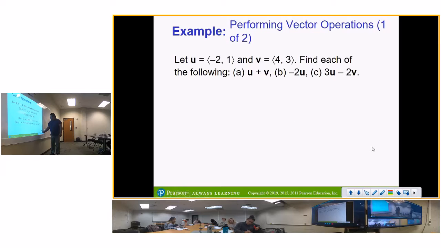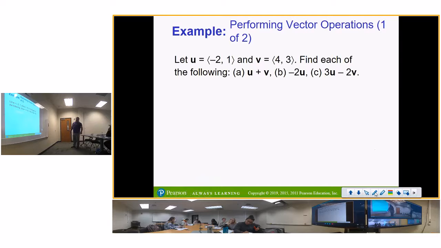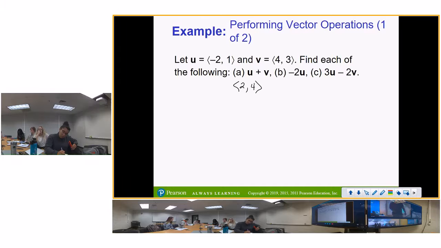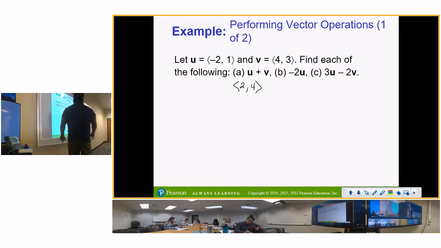So if I take -2 and 1 and B, what happens when I do these following operations? Well, what's -2 plus 4? It is 2. So this one would be 2, comma, what's 1 plus 3? 4. Okay? 2u, negative 2u would be negative 4, sorry, positive 4, comma, negative what? 2.